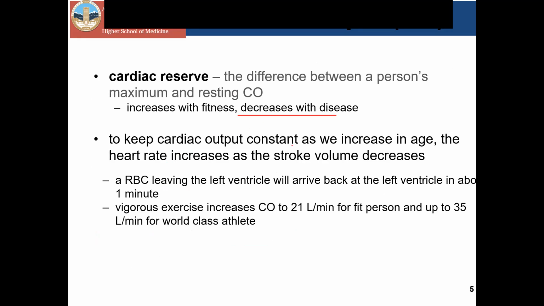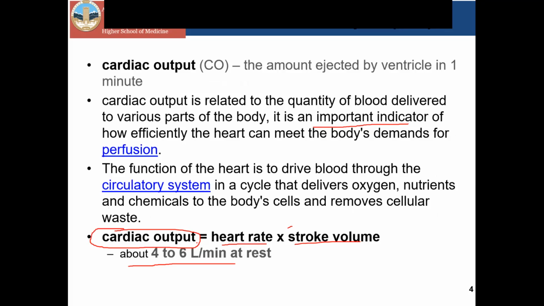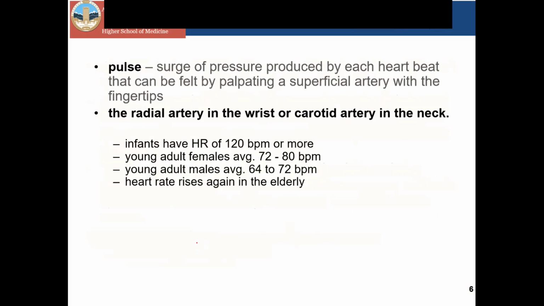And now what I said before: red blood cells leaving the left ventricle will arrive back at the left ventricle in about 1 minute. It is cardiac output. Do you understand, guys, this term? Can we go to the next slide?